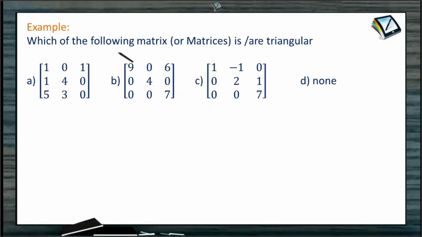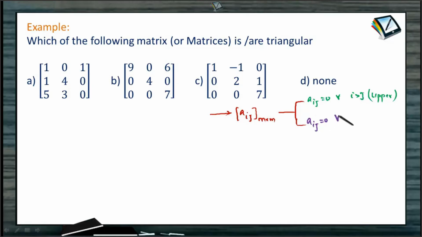Now it's very easy to identify which of the following matrix is a triangular matrix. Now if you remember the triangular matrix definition, there are two cases. If a matrix Aij of order m by m, square matrix, is a triangular matrix, what are the two possibilities? If Aij equal to 0 for all i greater than j, then we said the matrix is an upper triangular matrix. Right? Now similarly, if Aij equal to 0 for all i less than j, then we called the matrix as a lower triangular matrix.